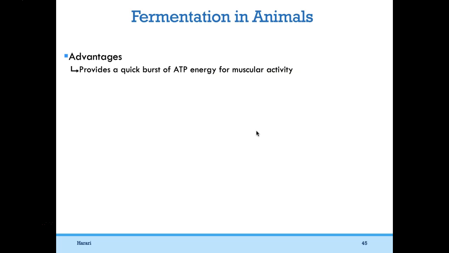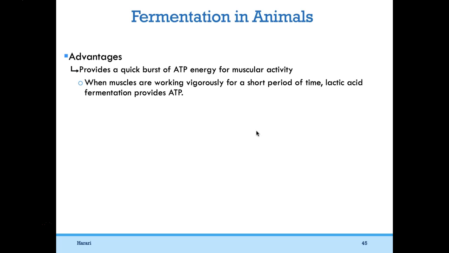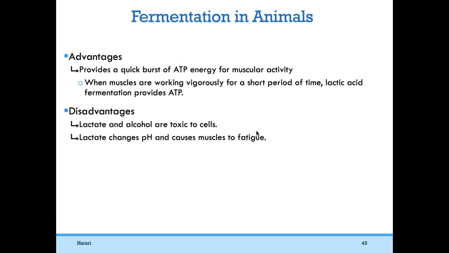So the advantage of fermentation is you get a quick burst of ATP energy. Like I said, when your muscles are working vigorously, lactic acid fermentation can provide bursts of ATP. But the lactic acid or the ethyl alcohol is toxic to the cells. And the lactic acid changes the pH of your cells, which causes that muscle soreness. It's something called oxygen debt. So after you consume too much oxygen, you have to recover. You have to take deep inhalations. Like after you sprint, you have to stop to catch your breath and recover the oxygen debt.